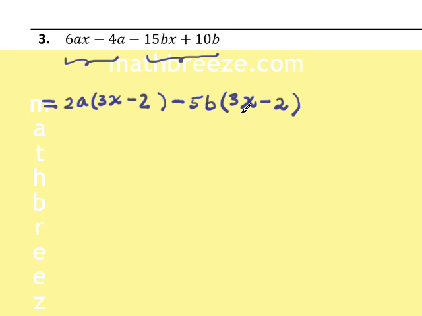Okay, make sure that's correct. You can always check by multiplying back, multiplying through. Negative 5b times 3x is negative 15bx, and the second multiplication we get plus 10b. Negative times negative is positive, so that's correct. Let's pull out the 3x minus 2 in front, and we're left with 2a, subtract 5b.